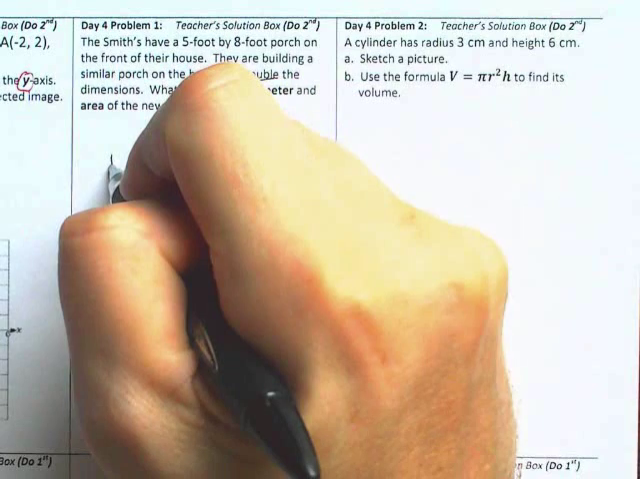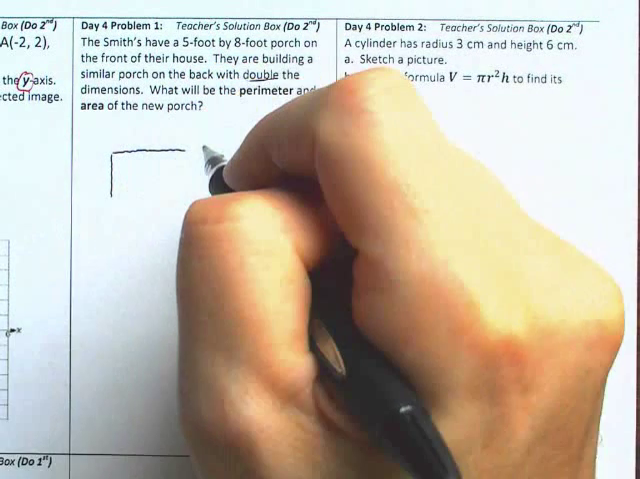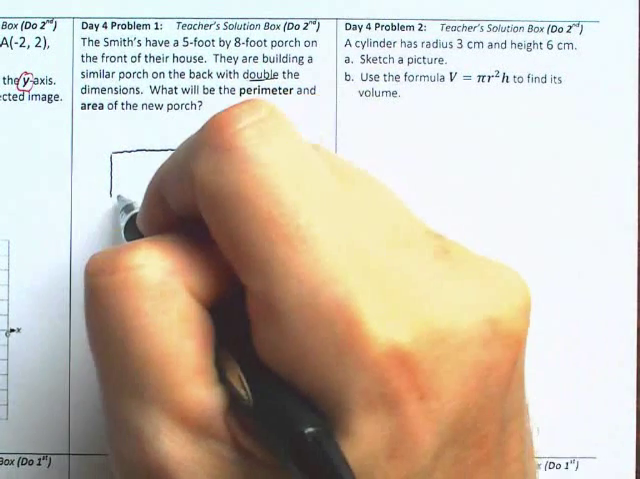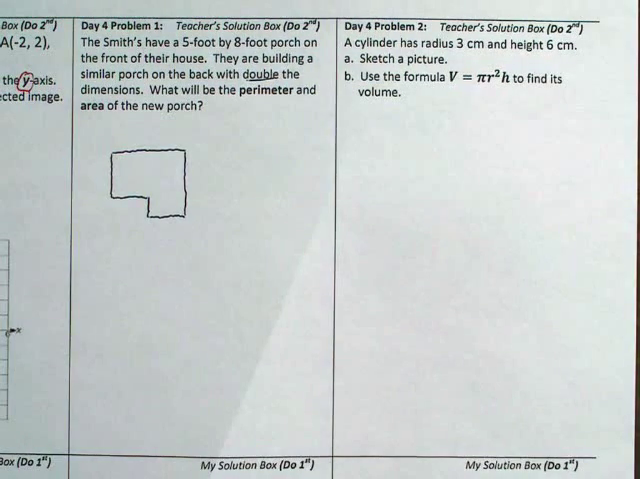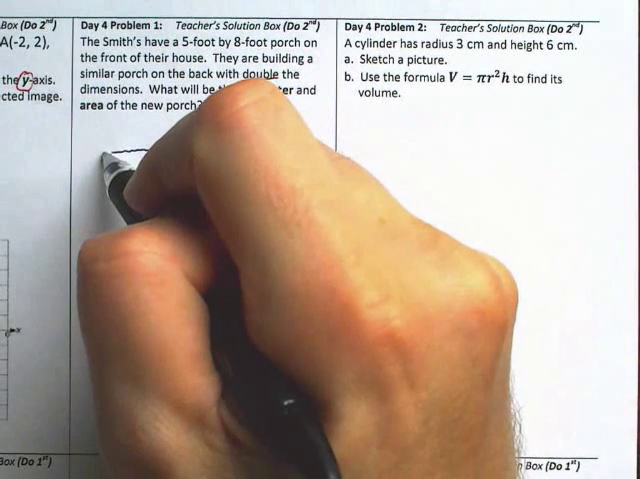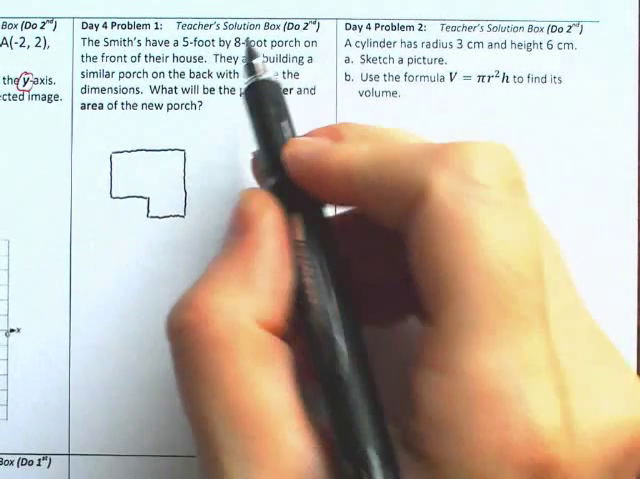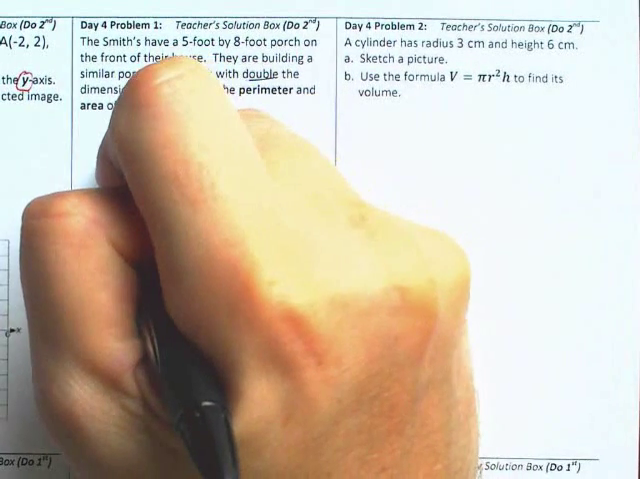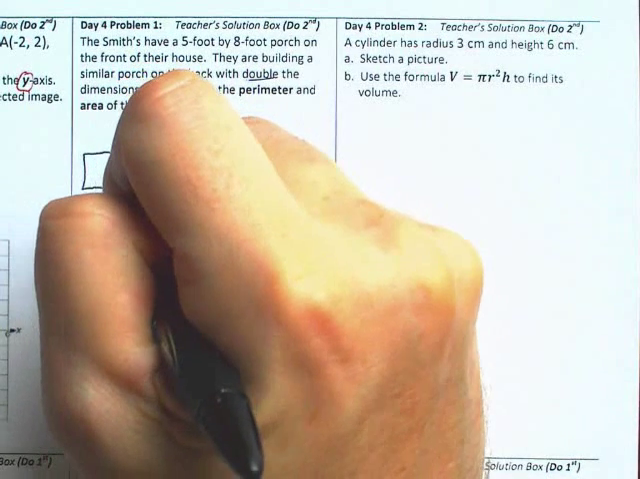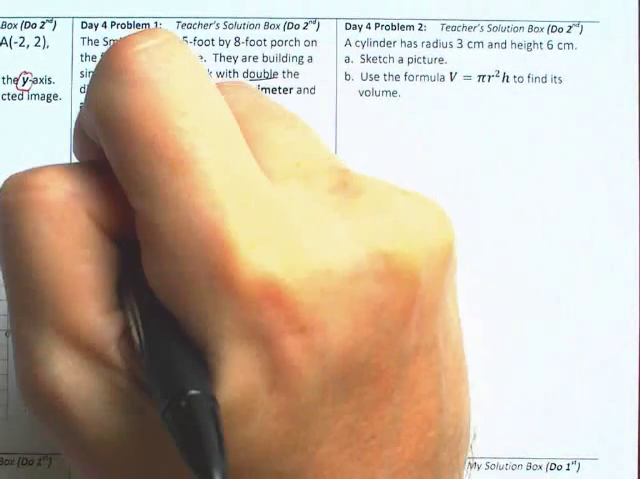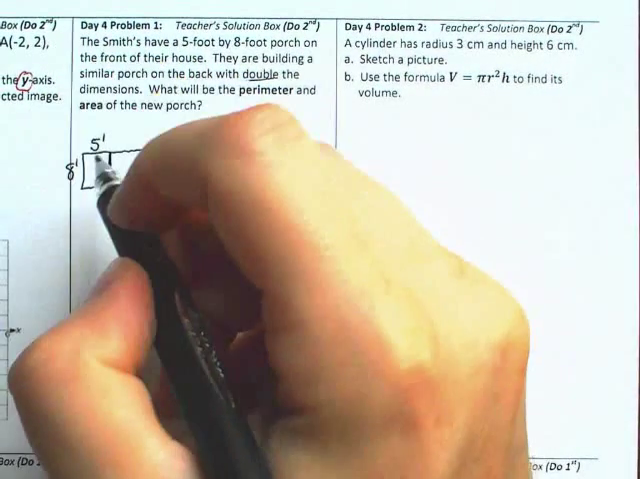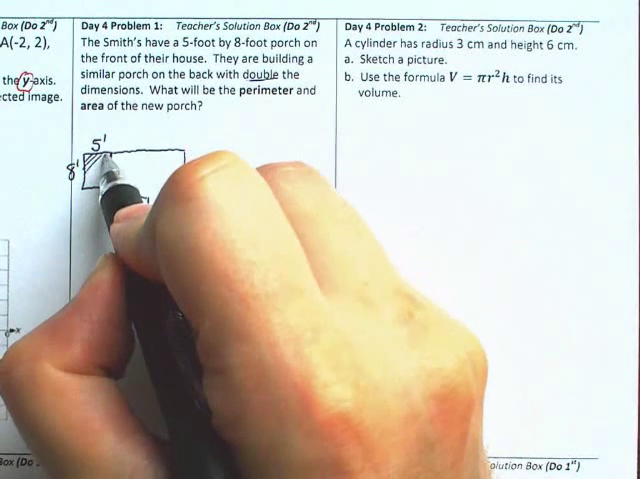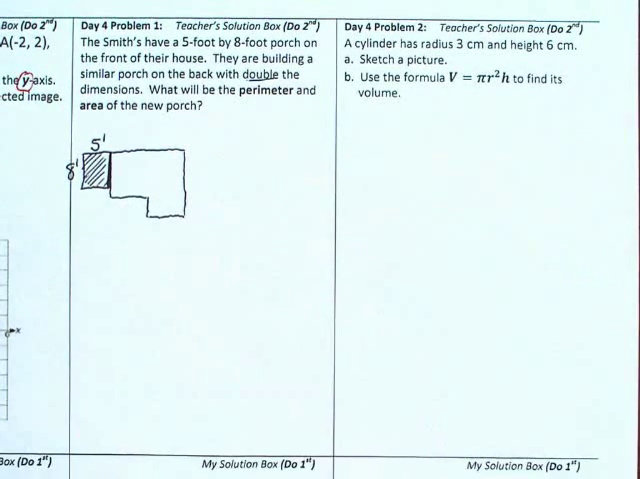Well, if this is a top view of their house, it doesn't say what shape their house is, so I'm kind of just having fun here, drawing a floor plan of their house. We're told that on the front of their house, perhaps this is the front here, they have a 5-foot by 8-foot porch. Okay? And so they have a rectangular shaped porch on the front of their house that is 5 feet wide and 8 feet long. So it's this rectangle here that is the porch on the front of their house.